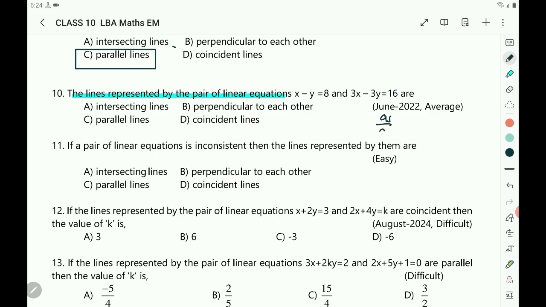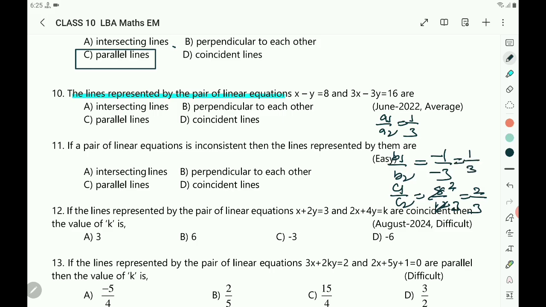A1 by A2 is 1 by 3. B1 by B2 is again minus 1 by minus 3. C1 by C2 is 8 by 16, 8, 4 twos are 8, so 2 by 3. Minus 1 by minus 3 is equal to 1 by 3. These two are the same, the first one and the second one are same. The third one is different. A1 by A2 equals B1 by B2 not equals to C1 by C2.